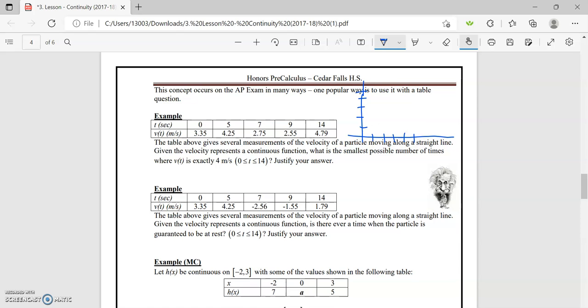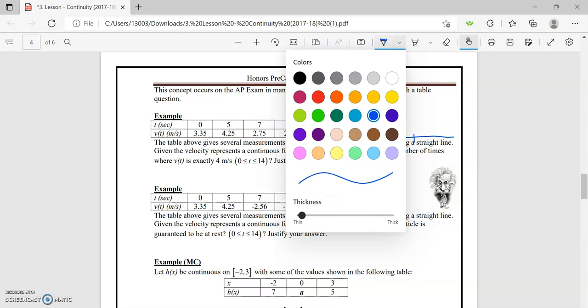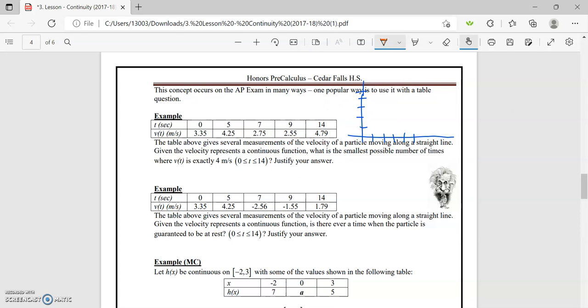Okay, so here's one example. We know that at time 0, we are already moving. We are somewhere around this coordinate right here. At 0 seconds, we are at 3.35 meters per second. We also know that at 5 seconds, we are traveling at 4.25 meters per second. So 1, 2, 3, 4.25. So we're somewhere around here. Right? So we're like that.